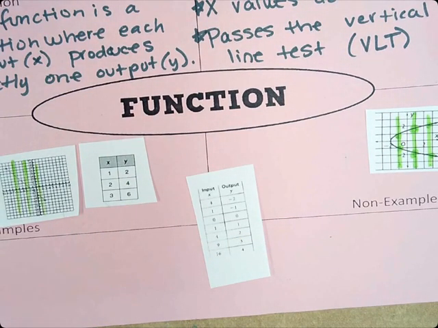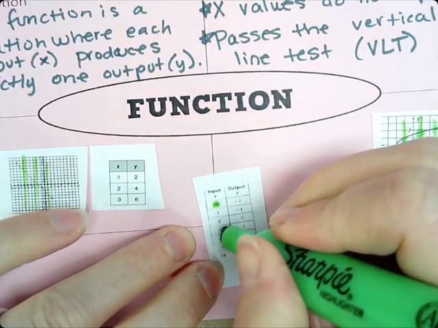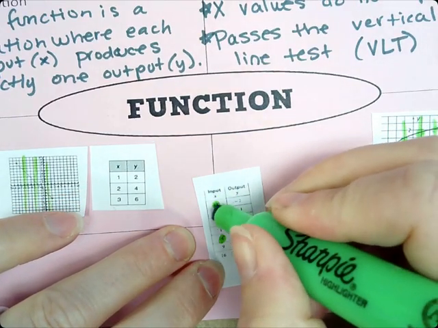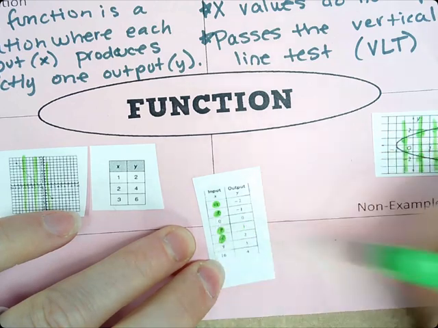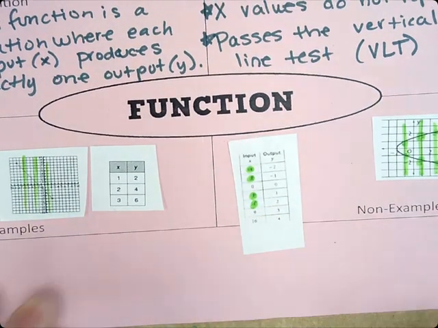Input-output table. So we're looking for X's repeating. Do the X's repeat? Yeah, 4 is with -2, 4 is with 2. 1 is with -1, 1 is with 1. Yep. So those are the spots. So this is a non-example.